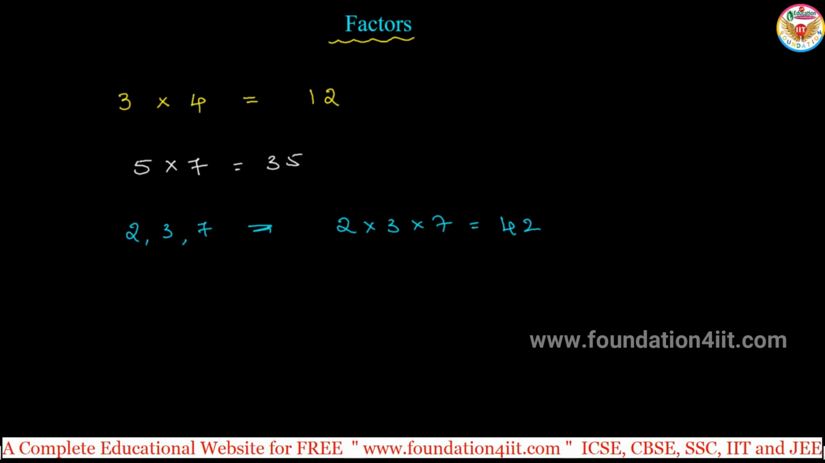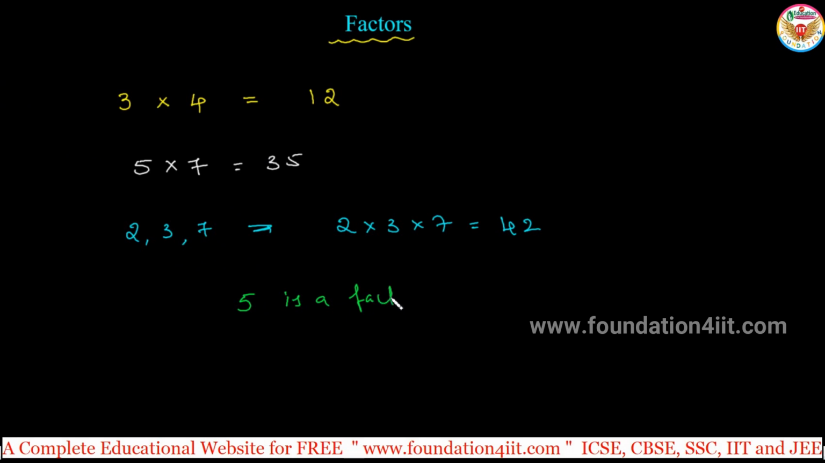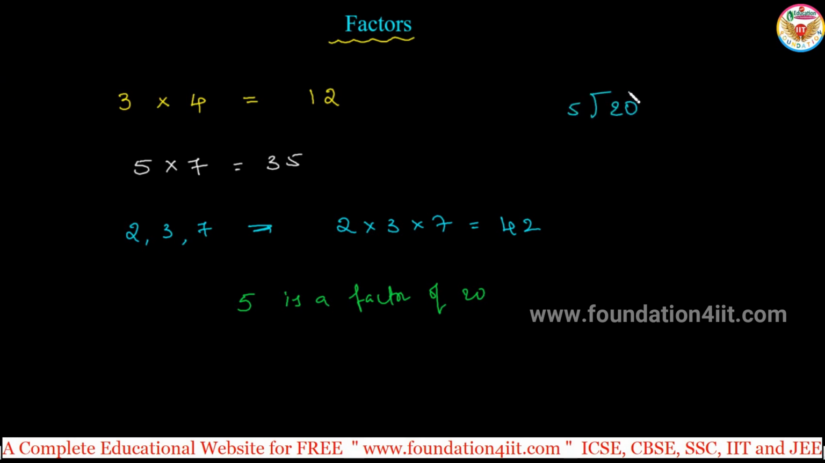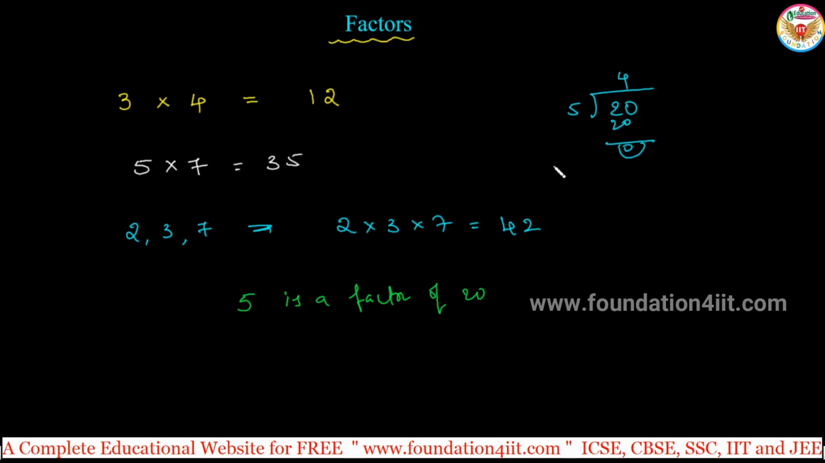Next, 5 divides 20 completely. That means 5 is a factor of 20, because when 20 is divided by 5, the remainder should be 0. Take 20 divided by 5: 5 fours are 20, remainder is 0. That is, 5 divides 20 completely. So 5 is a factor of 20.